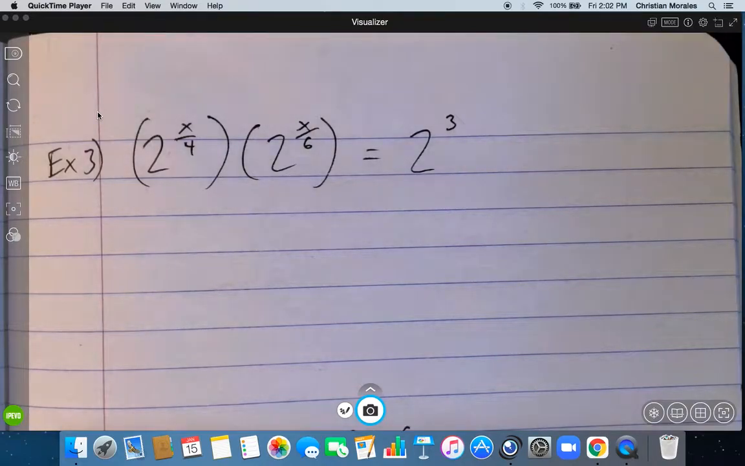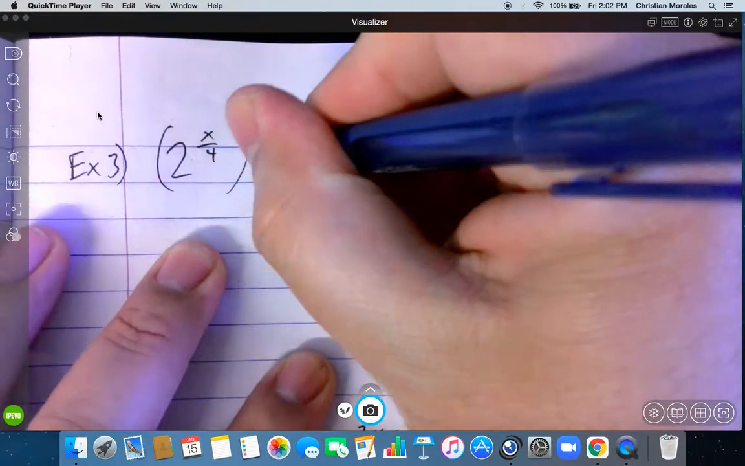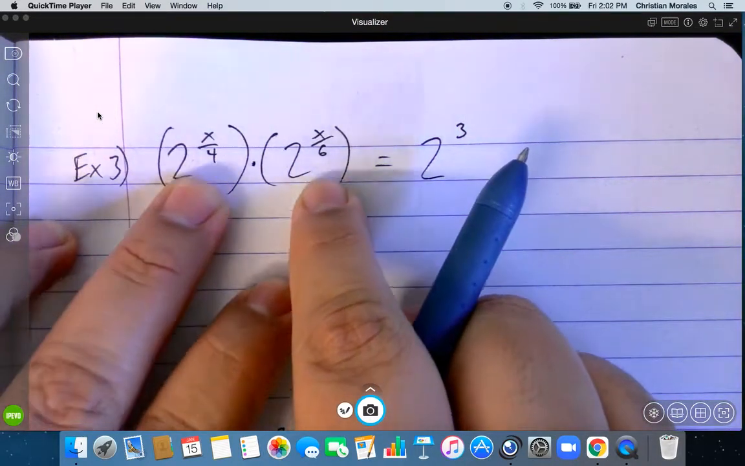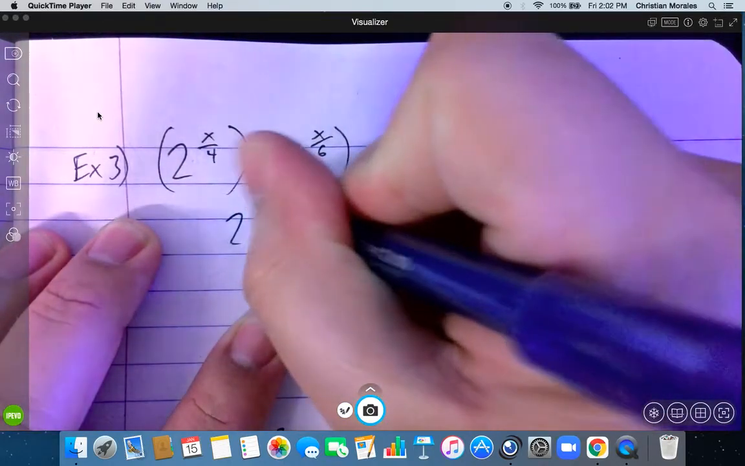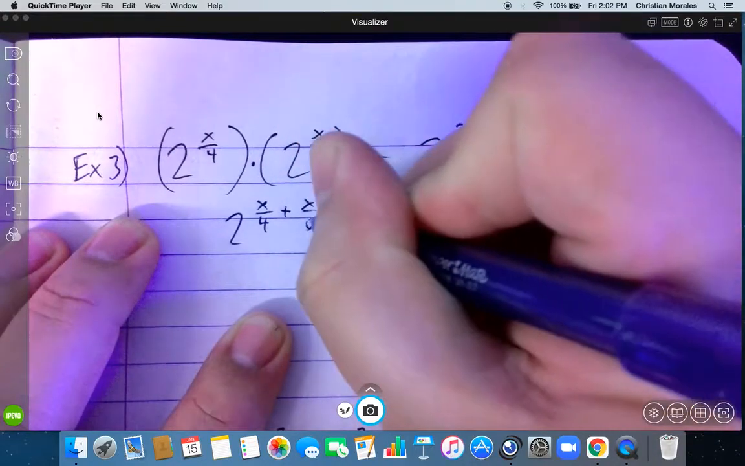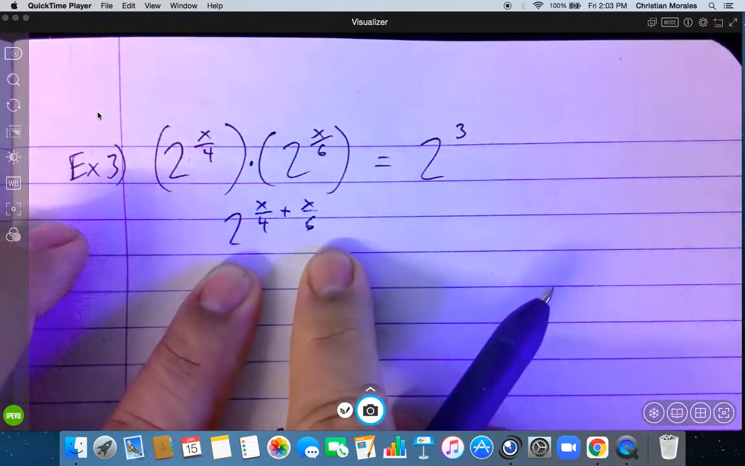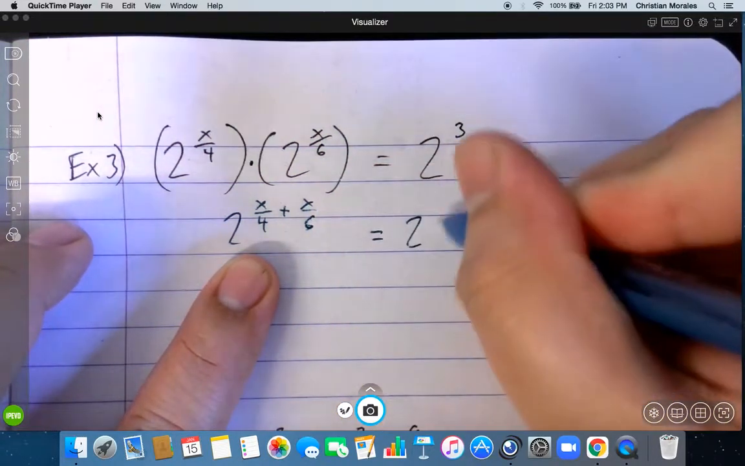Continuing on with 6-1, exponents, we have some problems now that involve variables and exponents. So you have to know the rules before we can attempt to solve this. Now the rules: if you're multiplying with the same base, your exponents can be added together. So you can do x over 4 plus x over 6, and that is what happens if you multiply them together. The exponents add up. The other side remains unchanged.